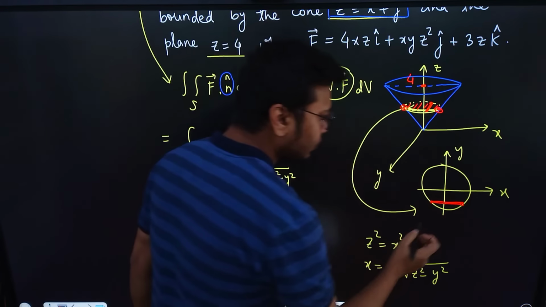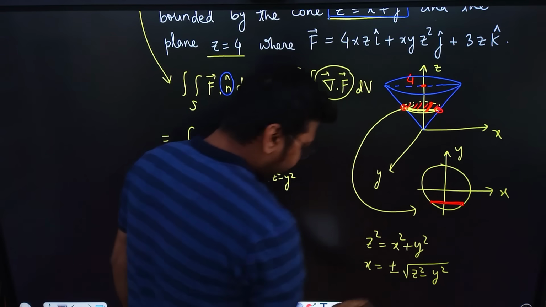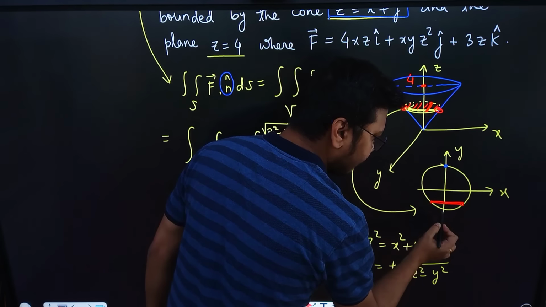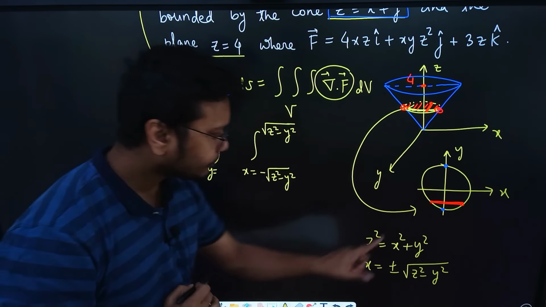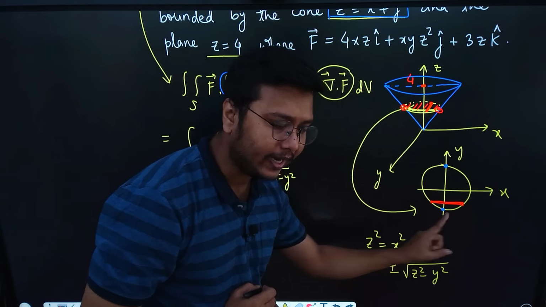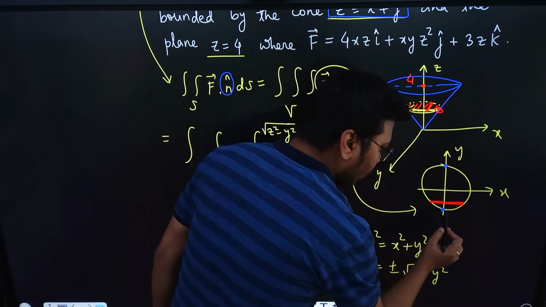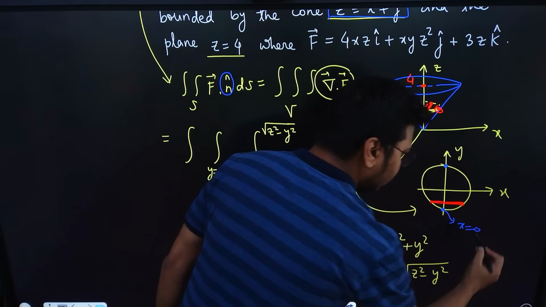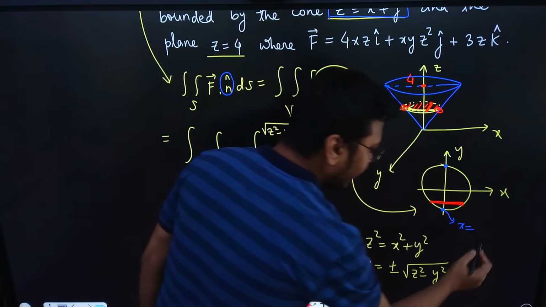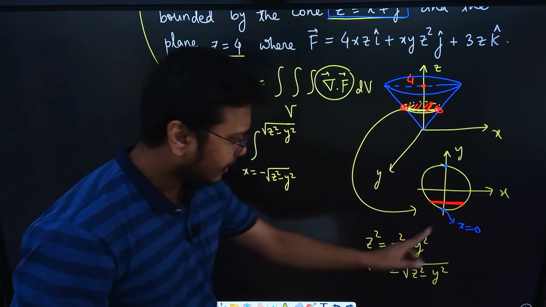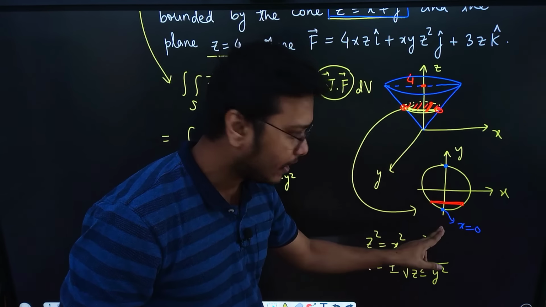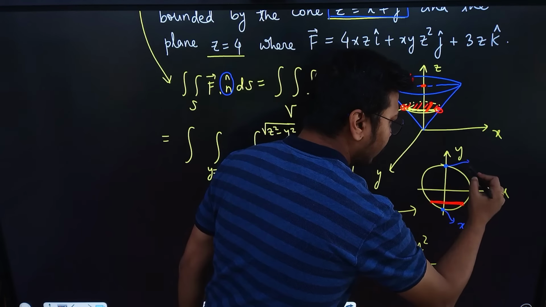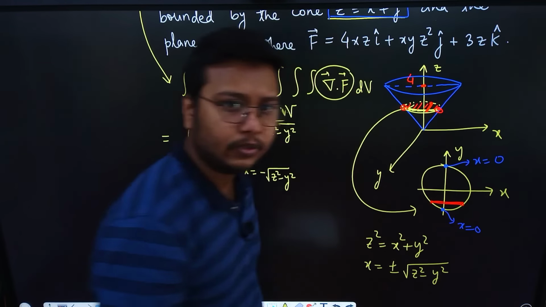So what's the maximum point to which I can take this strip? The maximum point I can take it over here, the minimum point is over here. Now at the minimum point, that means at this point, what is the value of x? The x value is 0 because it's on the y-axis. And at this point also the x value is going to be 0.